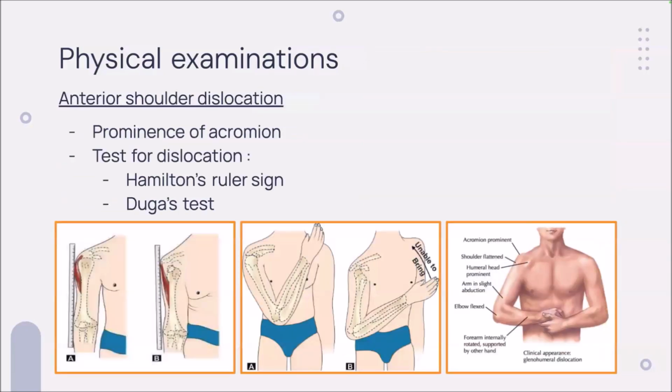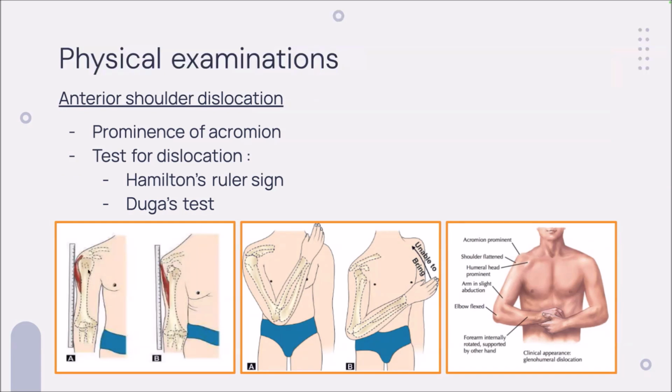Specific to anterior shoulder dislocation, we can see prominence of the acromion in this picture. For the dislocation, there are the Hamilton ruler sign and the Dugas test. For Hamilton's ruler sign, the deltoid will flatten due to the humeral head dislocating anteriorly, and the ruler can be slid on like this.